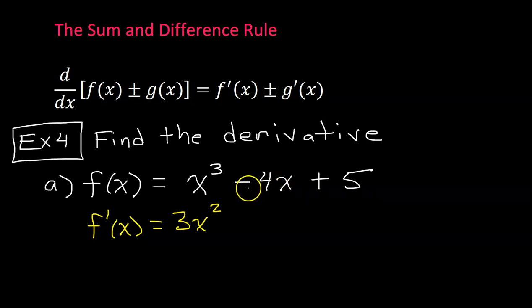Remember that if you have the derivative of a constant times x, it's just the constant. So this will just become negative 4. And if you take the derivative of a constant, that is 0. So we write nothing, and this is the final answer.